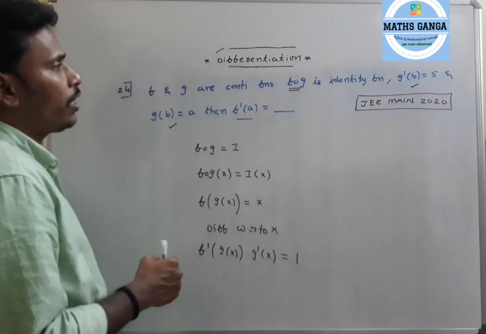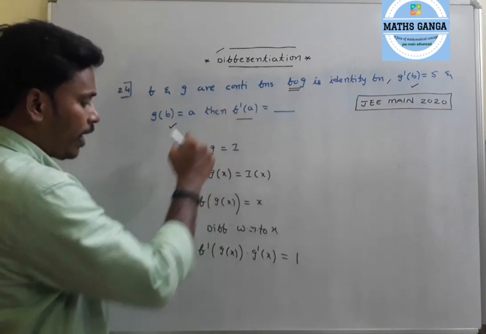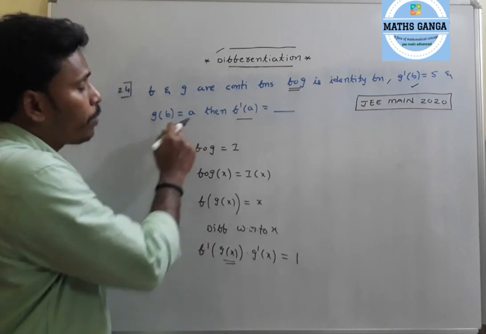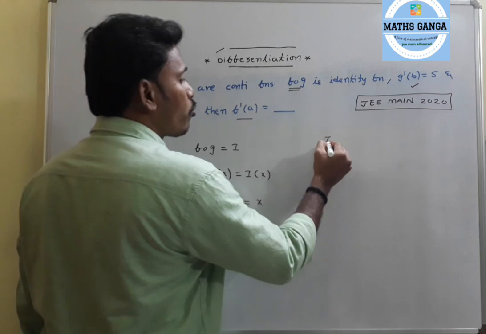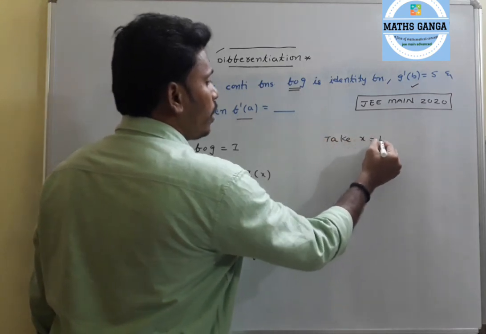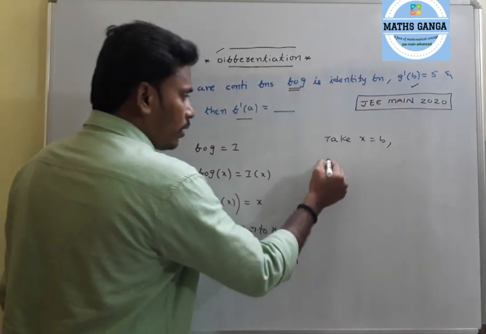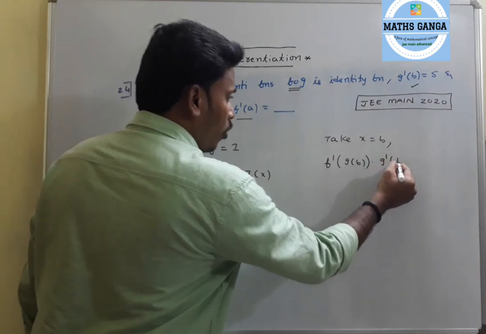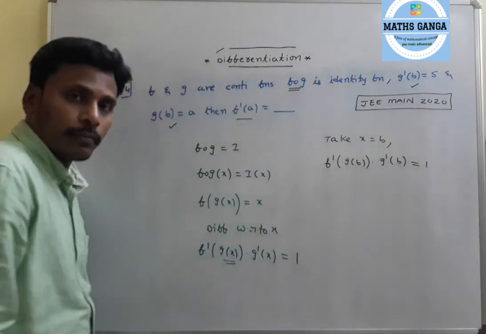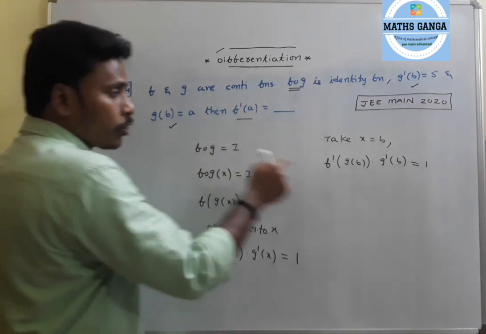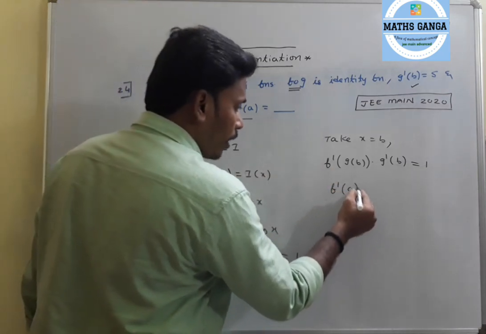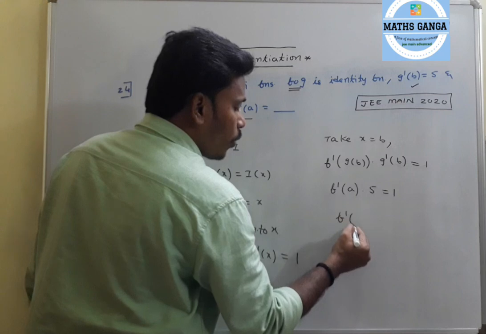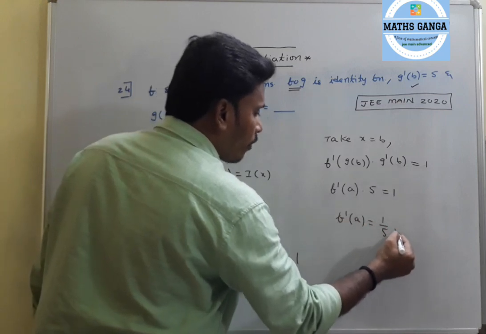Now our task is to find F dash of A, right? So we need to make this G of X as A. But G of B is given here, right? So for that take X equal to B. If you take X equal to B, then this becomes F dash of G of B into G dash of B is equal to 1. G of B is A, so it is F dash of A into G dash of B, which is given as 5, so F dash of A into 5 is equal to 1. So it is very clear that F dash of A is equal to 1 by 5 finally.